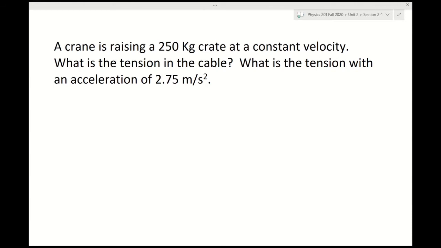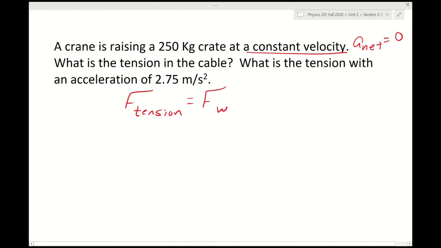A crane is raising a 250 kilogram crate at a constant velocity. What is the tension in the cable? So if it's a constant velocity, you know that the acceleration overall is 0. So here we know that the force of tension, and I'm actually going to write the word tension as a subscript, is equal to the weight, except it's opposite in direction. Sometimes you will see it written as the sum of the forces is 0 in this case, which is not an inaccurate statement. In some ways it's cleaner.